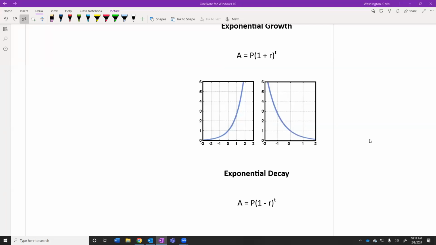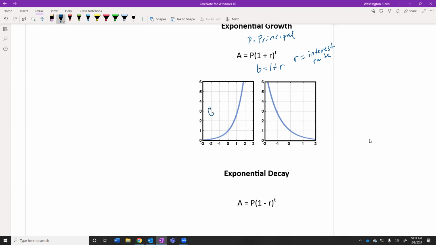All right, today we're going to look at exponential growth and decay applications. We have our exponential growth formula here, A equals P times (1 plus R) to the T. P is going to be the principal, which is the initial amount. B, the base, is 1 plus R, where R is equal to the interest rate. If we're doing exponential decay, the only difference is that we're subtracting instead of adding.